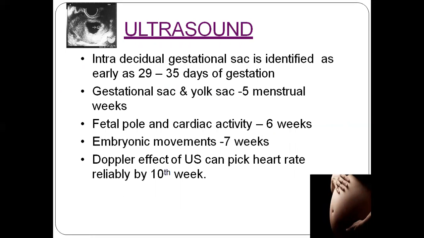That is, by 29 to 35 days of gestation, we can see the gestation sac. Then in the fifth menstrual week, gestation sac as well as the yolk sac can be visible, and cardiac activity and fetal pole will be visible by the 6th week. Embryonic movements can be seen by 7 weeks. Then, through the USG, heart rate can be detected by the 10th week.